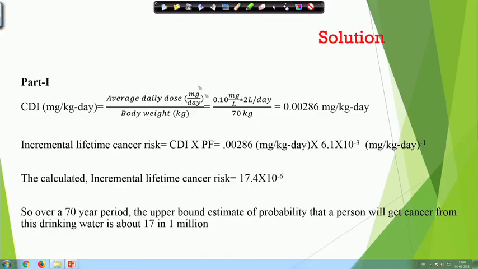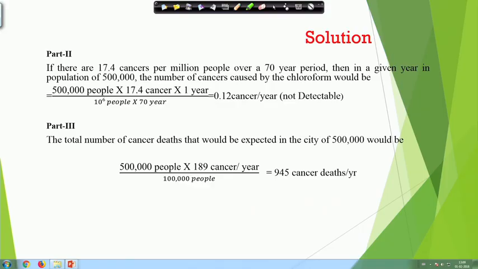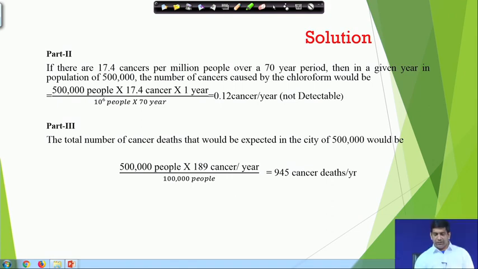So that is how we can do this calculation. That is part 1. Now, part 2: there are 17.4 cancers per million people for a 70-year period, as was told to us. In a given year, we have a population of 500,000. So for a million people, we have 17.4 cancers, and for 500,000 people, we are talking about 0.12 cancer per year. So it is not too much, it is not detectable.